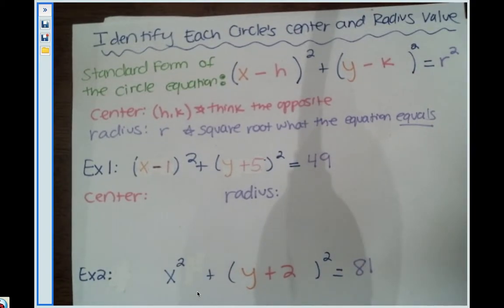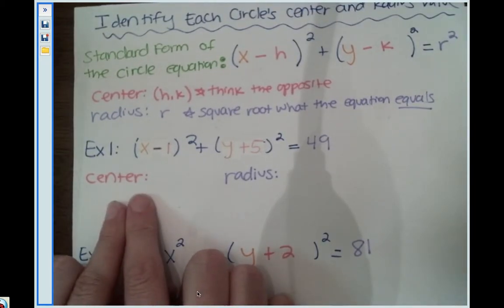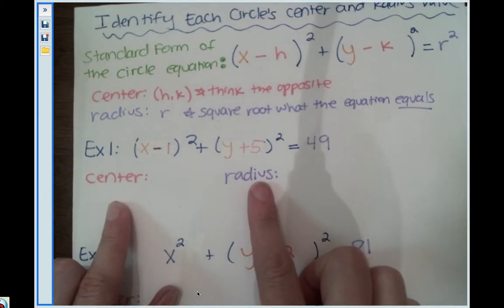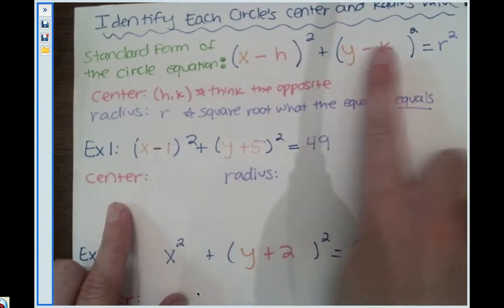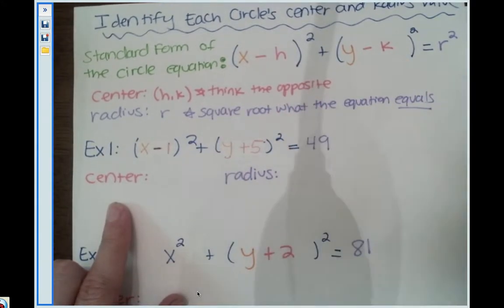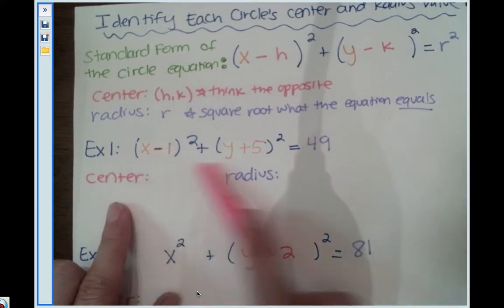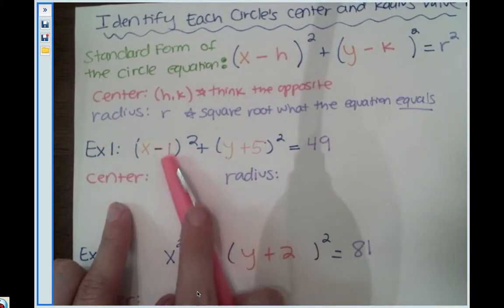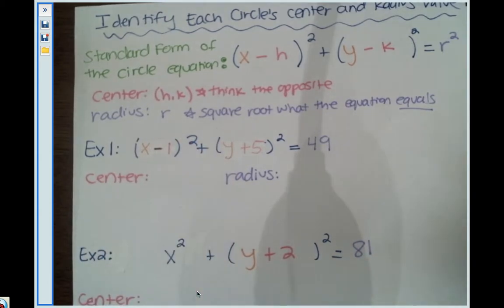Okay, so after I went over all that, this should be pretty straightforward. So let's start on example 1. I want to get my center point from my equation as well as my radius. So the center are my h and k values, which, don't forget, we think the opposite with these values. So which one of these values is my h value? It is this value, but in my equation, it's a negative 1.